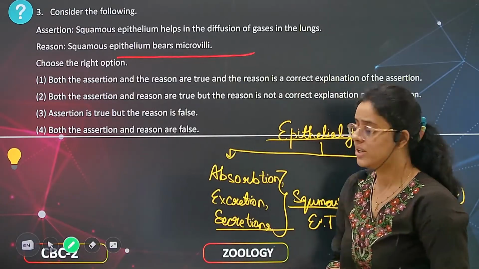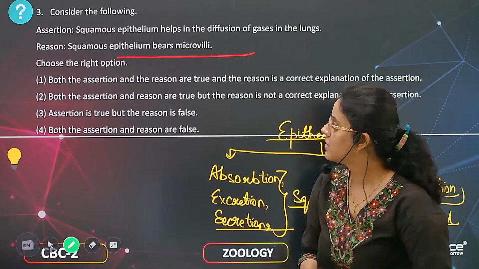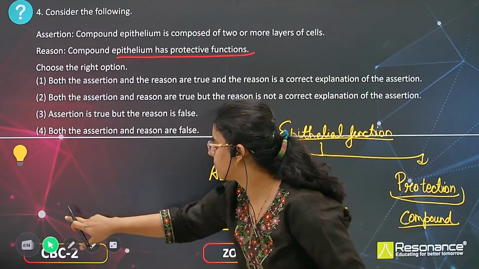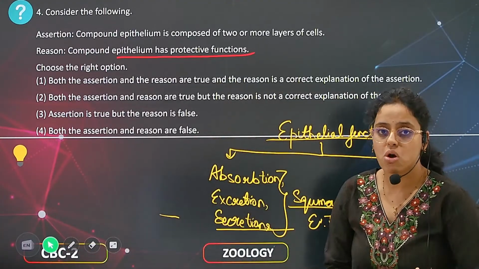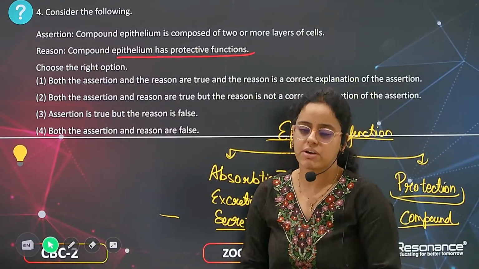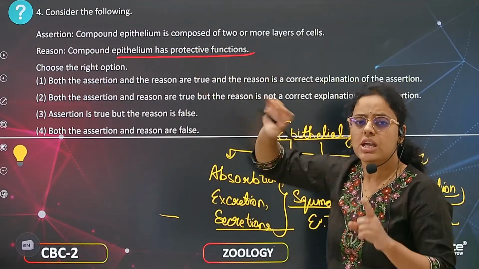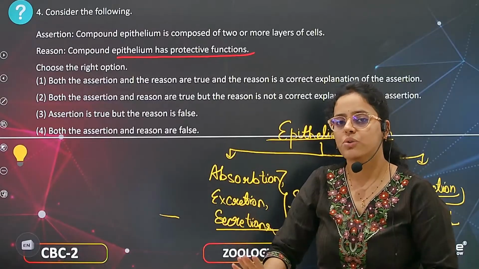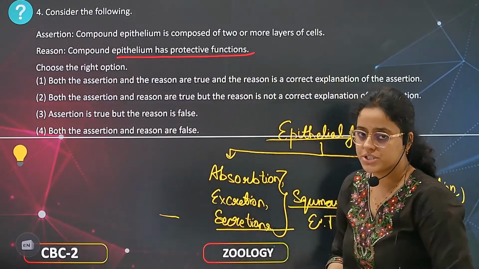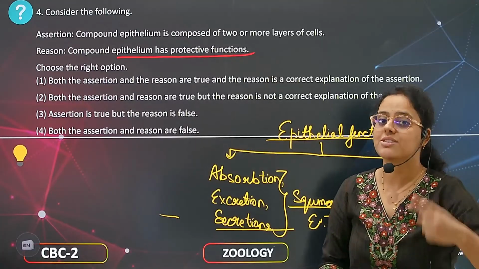So here the assertion and reason are correct. Compound epithelium is composed of two or more layers of cells. True. And compound epithelium has a protective function. Yes, because they are two or more layers of cells, they are for protective function. If it is only a single layer, the function is not going to be protection. The function is going to be absorption and secretion, or transportation or excretion. So here both assertion and reason are true, and the reason is the correct explanation.